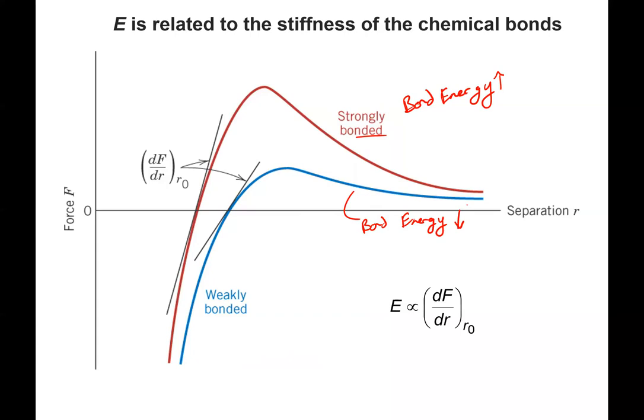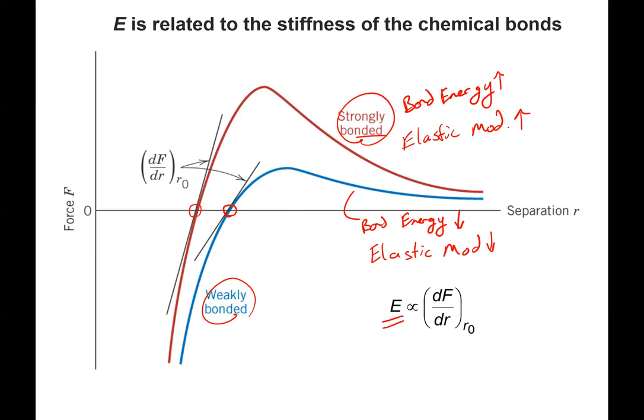And so if you take a look at those, what you will find is that the slope at the equilibrium position is much steeper for the strongly bound sample as compared to the weakly bound sample. And so we would expect the strongly bound sample to have the higher elastic modulus, or Young's modulus. So that'll be a high elastic modulus. This other one here then would have the lower elastic modulus. So the modulus is proportional to, again, the derivative of the force with respect to R evaluated at that equilibrium position.